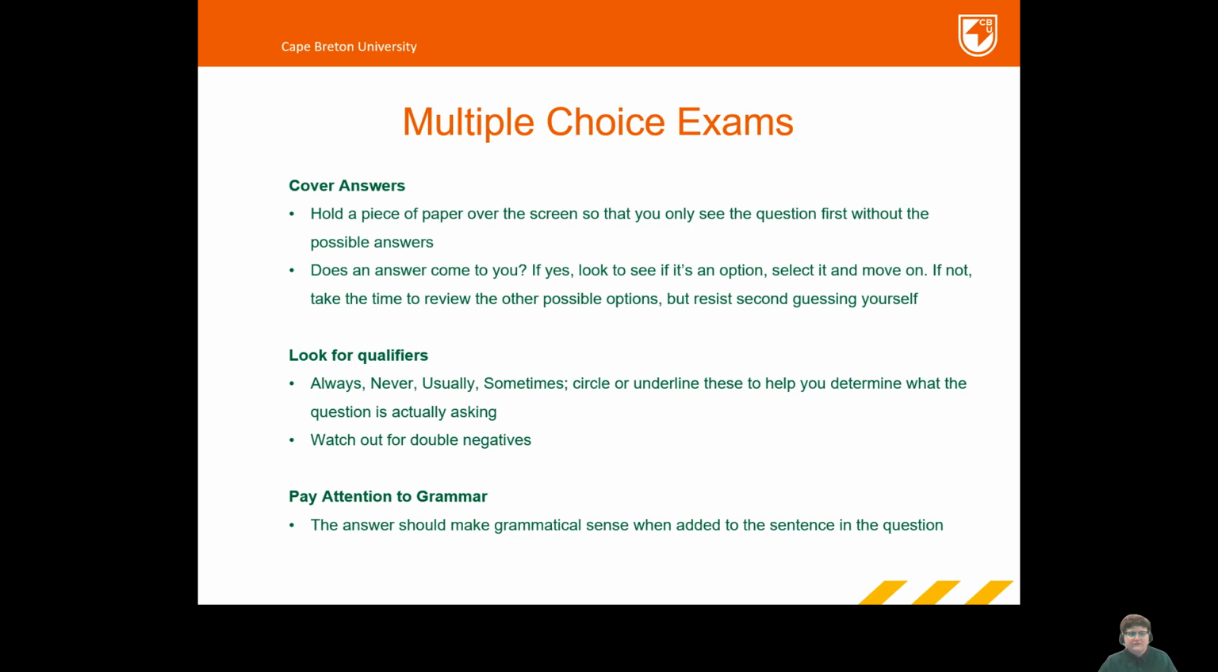You also want to look for qualifiers. Terms such as always, never, usually, sometimes. We want to underline these or put a circle around them to make sure that we're clarifying what the question is asking us. We're going to use these to determine what the professor's asking and be careful of those double negatives. We also want to pay attention to grammar. The answer should make grammatical sense, and so we want to take care of that as well.